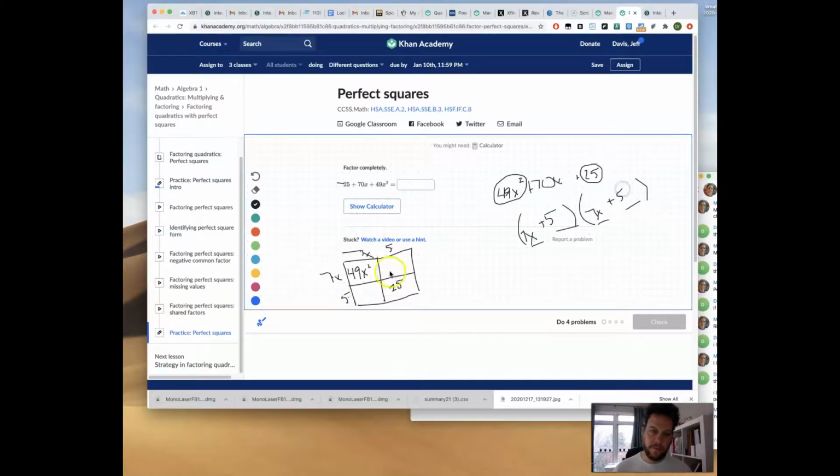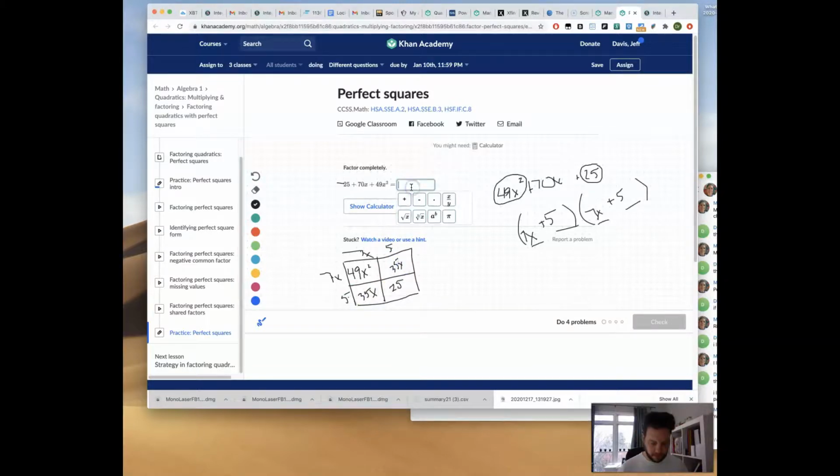But if you want to, now that you've got the 5, 7x times 5 is 35x. You got the same thing here, so we have 70x's. So it's just a way to check, but you don't really need to think about the 70 when you're doing the work.